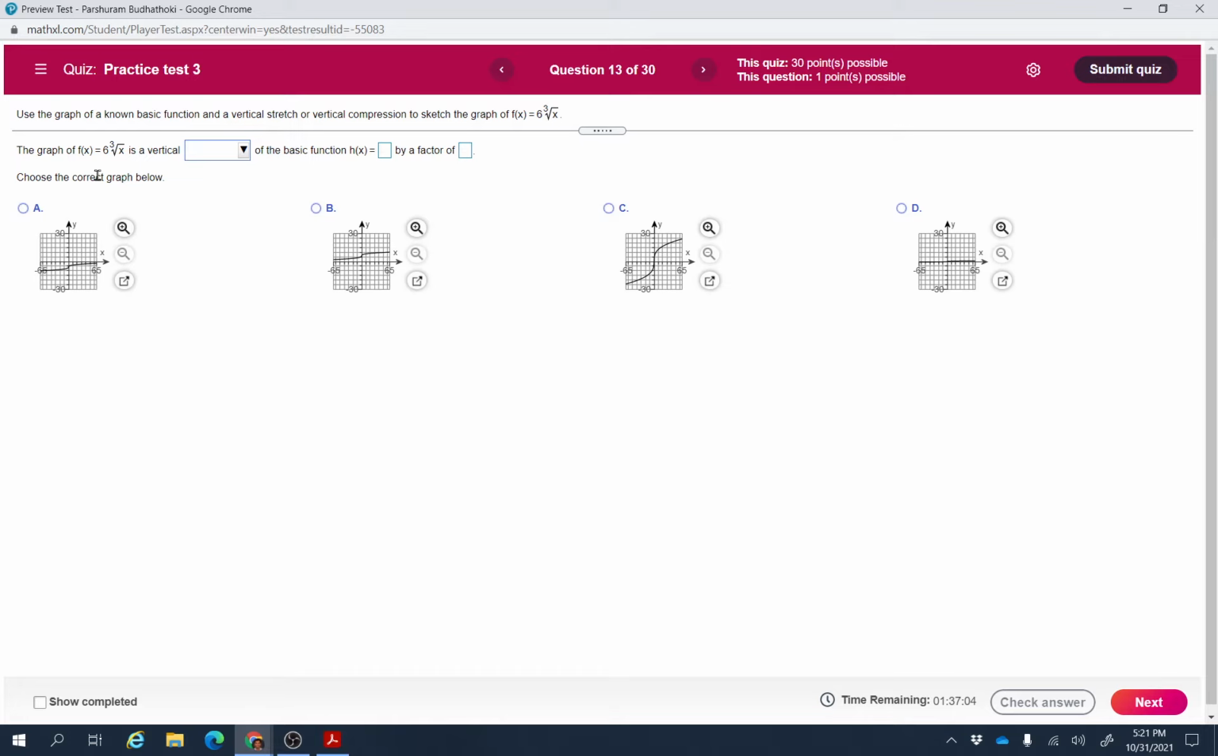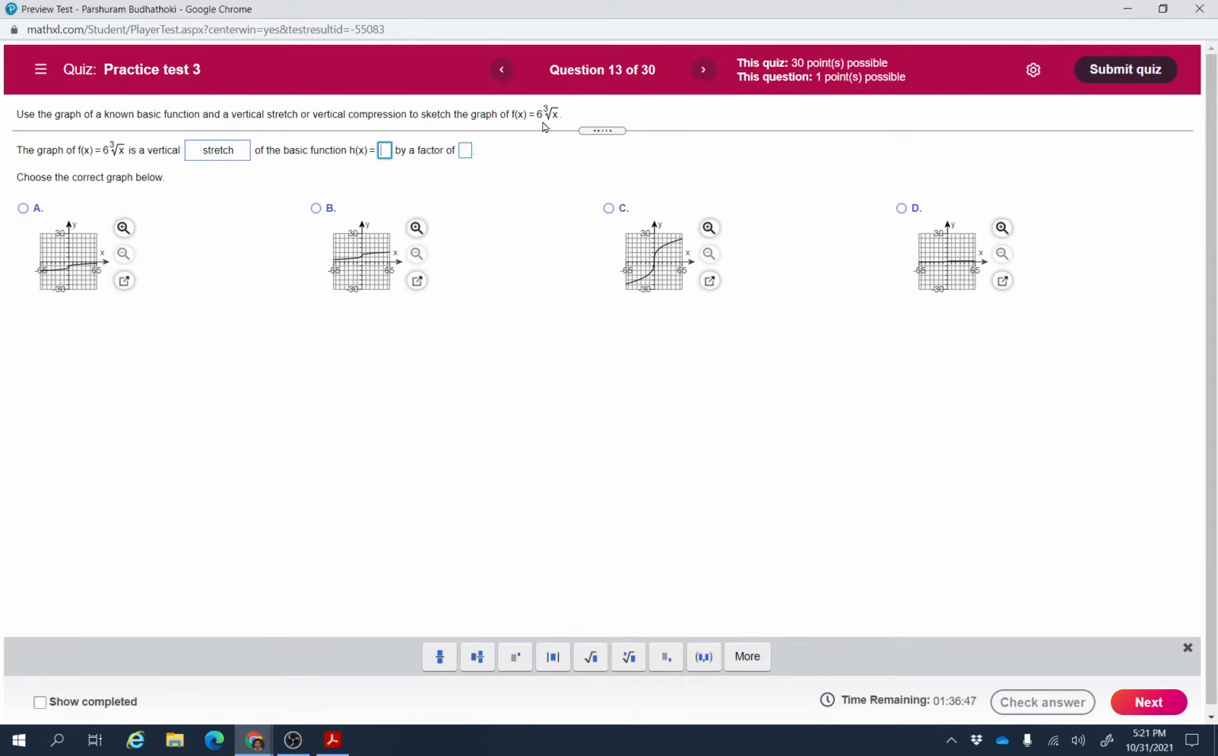Okay, this is also a transformation. We are answering the question about the transformation, and the basic graph is cube root of x. The graph of 6 times cube root of x is a vertical stretching, because we're multiplying by 6, which is greater than 1. That should be a vertical stretching of the basic function, cube root of x, by a factor of 6.